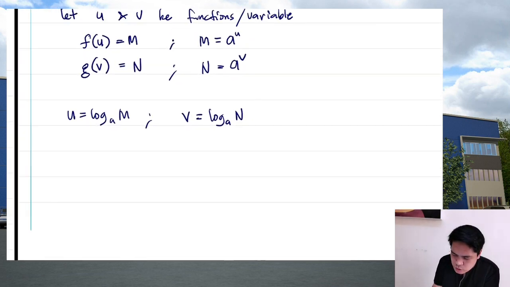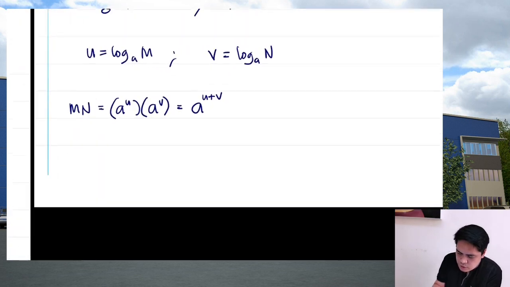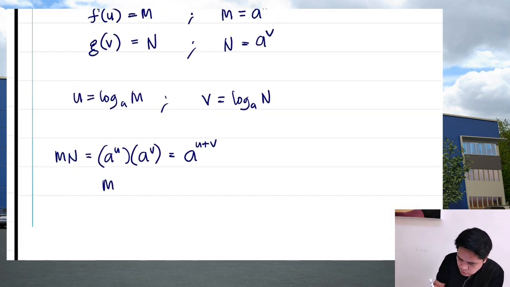Then if you recall the properties of exponents, if we multiply m times n, that means we are multiplying a raised to u, because m is a raised to u, by a raised to v, since n is a raised to v. So, if pareho yung base, anong gagawin natin? If they have the same base, we add the exponent. So, that means a is raised to u plus v. So, isulat ko na lang ulit dito, mn is equal to a raised to u plus v.